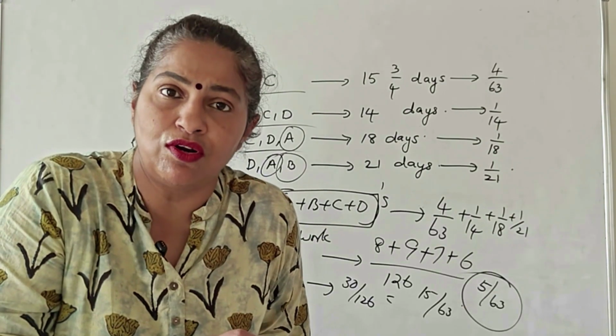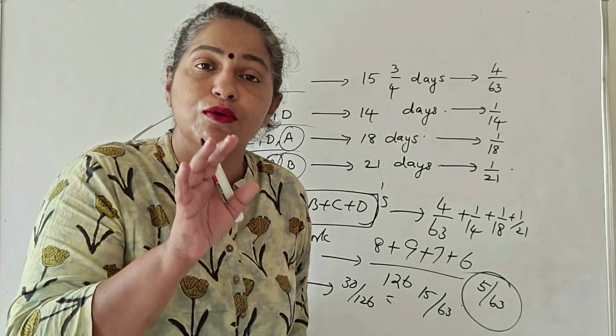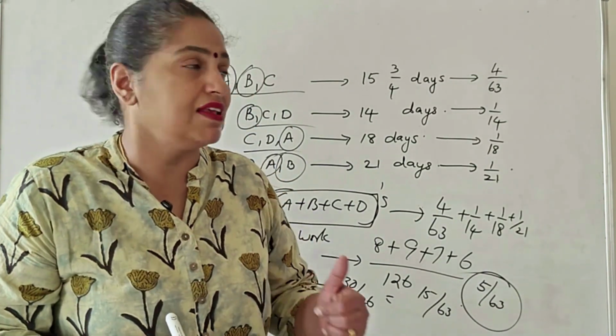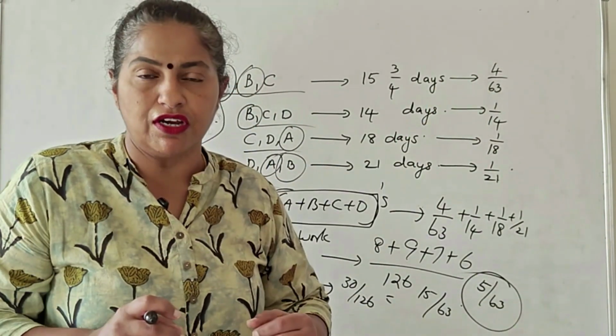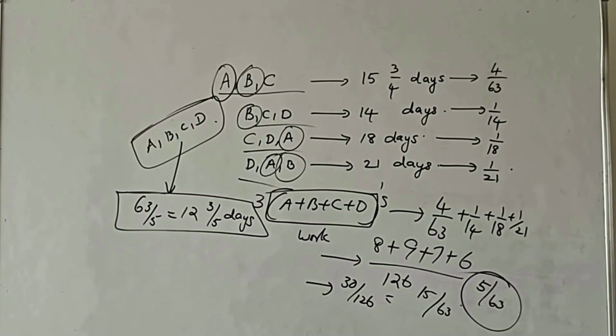So, what are the number of days these people will take to finish the work? It will be 63 by 5. Now, since the question is given in mixed fraction, we need to convert 63 by 5 into a mixed fraction. So, you will get the final answer as 12 and 3 by 5.